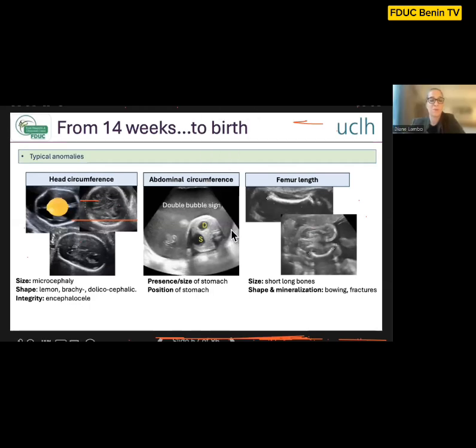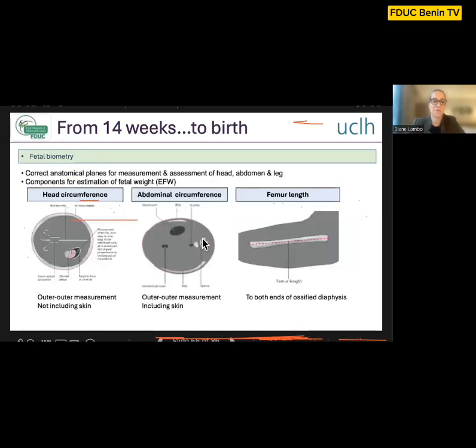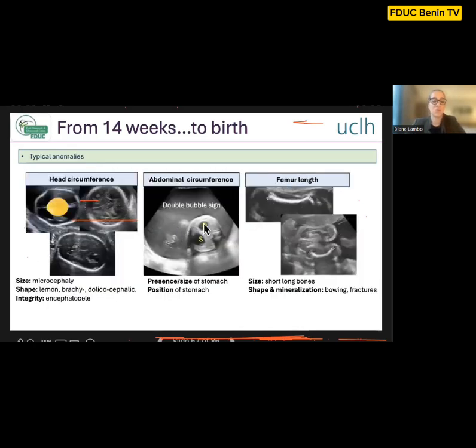Moving along, abdominal circumference. Again, just by measuring your abdominal circumference, you can tell so much about the baby. So one, is there a stomach, the size of the stomach, and the position of the stomach? And you can see in this picture, you've got what we call a double bubble sign. If I go to my previous picture, what you can see is a single stomach bubble. Here, what you can see is 2.